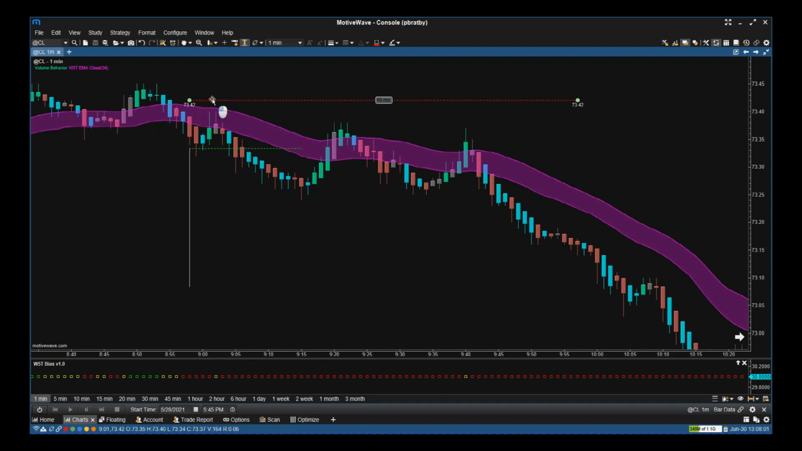Stop reasonably aggressive at 73.42, so it's above the EMA Cloud. You could make that a little lower here, around about 41, just above the EMA Cloud of where you enter. So remember, scalping, you still need stops. They need to be tight. And then what we do is we're getting the trade, and we're seeing.